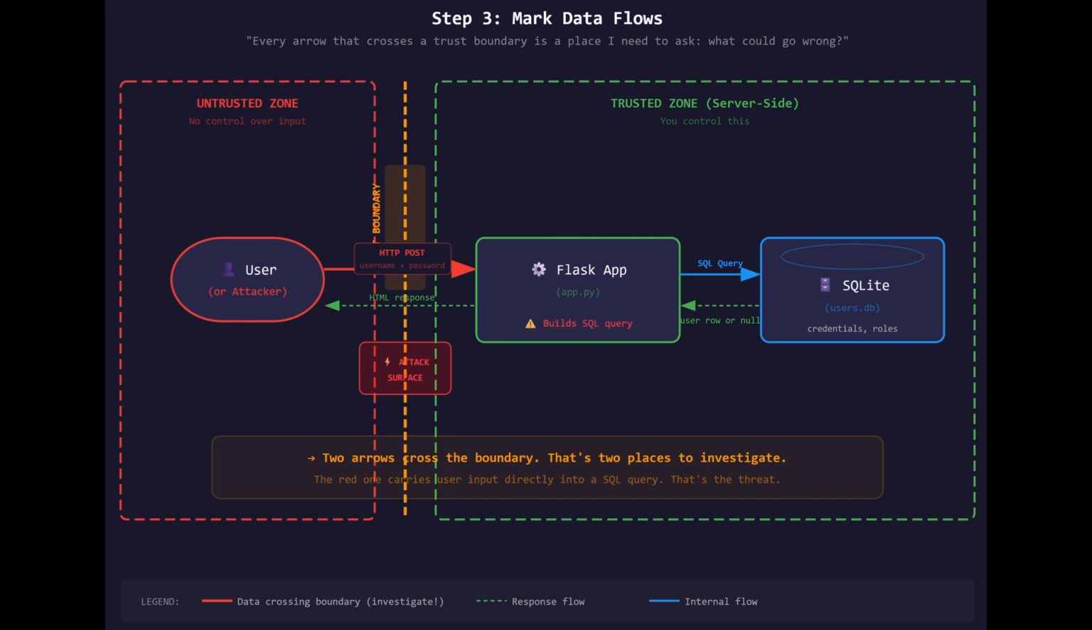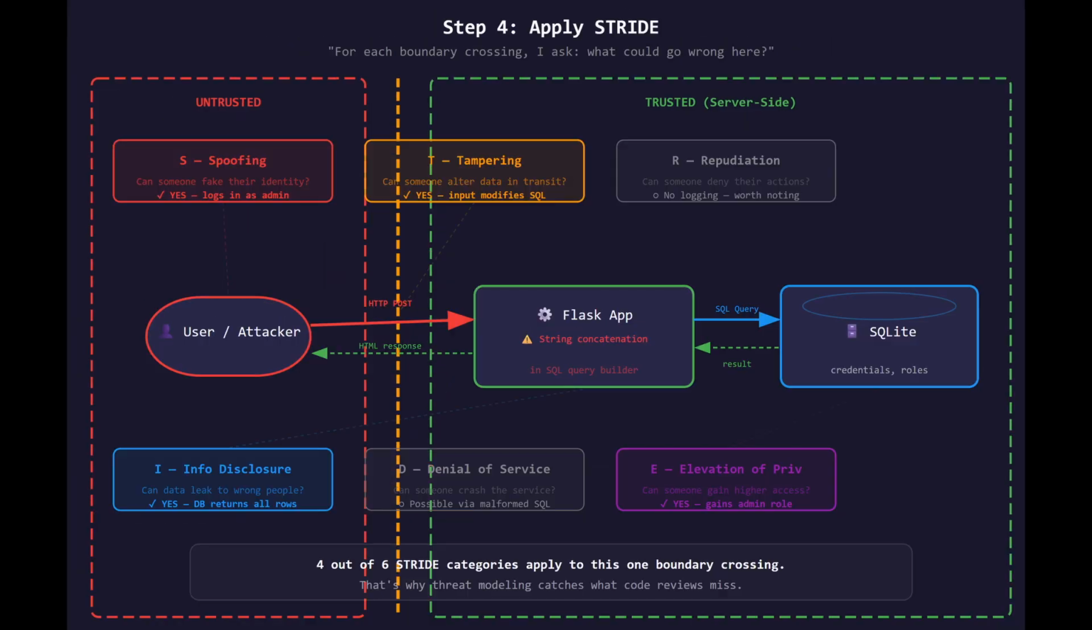Results come back. 2 arrows cross that boundary. That means 2 places where untrusted input enters my system. That red arrow is carrying user input straight into an SQL query. And if you're looking at this diagram, you're already asking, what if someone put something malicious in there? That is threat modeling.